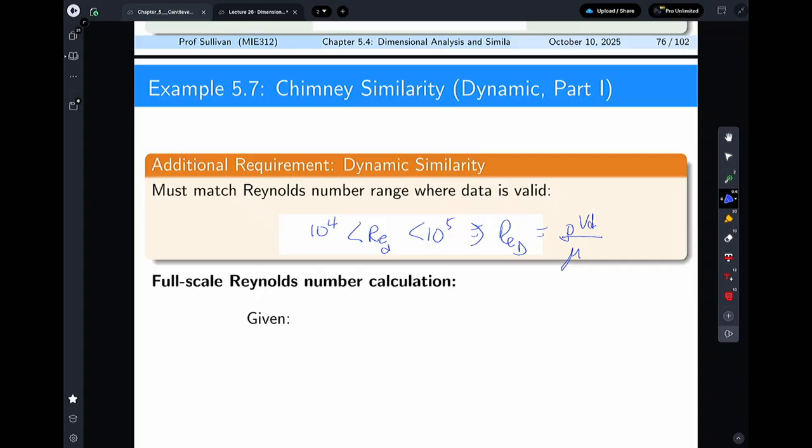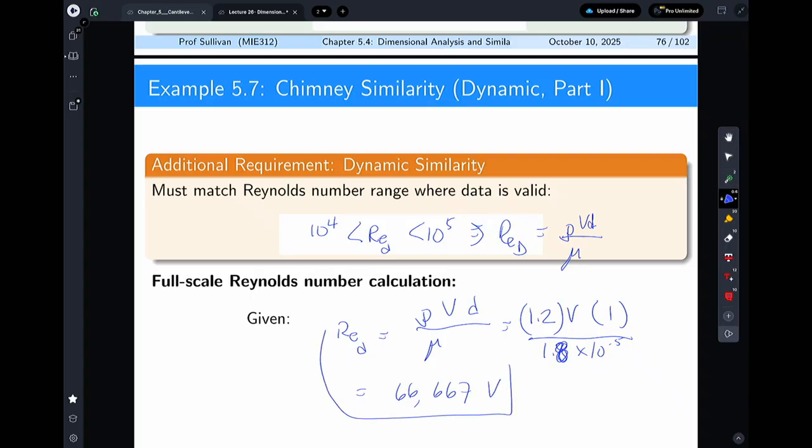realistic and expensive. So if I look at that, I've got rho, velocity, diameter over mu, and I get 1.2 V1 over 1.8. So I get Reynolds number based on diameter of 66,667 times the velocity.